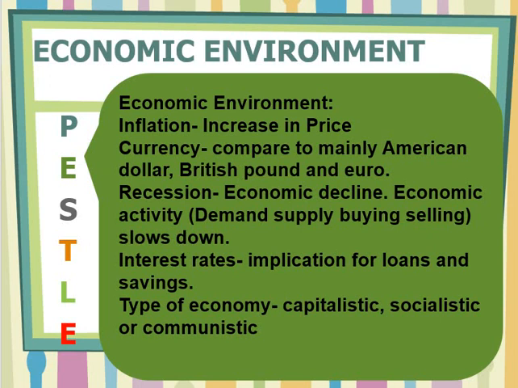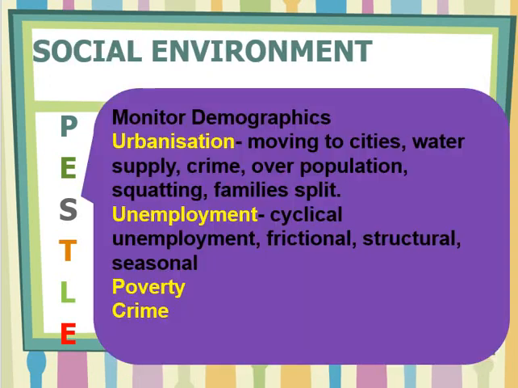If we look at E, the E stands for the economic environment. And key words here are inflation, currencies, recession and economic decline, interest rates. What kind of economy does the country have? If we look at the S, S stands for social environment, and this is about the demographics, okay? Society. Is urbanization happening? What are the levels of unemployment? How much poverty exists? What about crime? What about HIV, AIDS? All of those issues are seen as social issues.